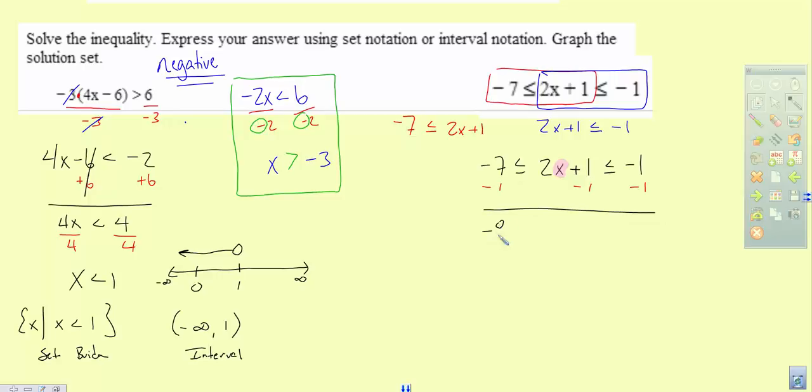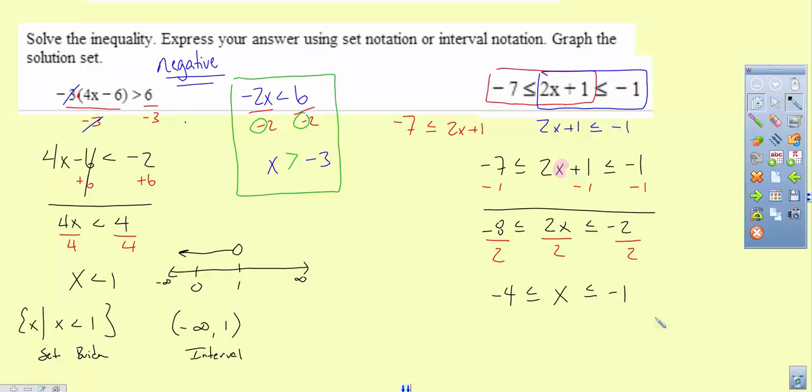So now I get negative 8 is less than or equal to 2x is less than or equal to negative 2. Same deal. I'm trying to get x by itself, so I divide by 2. I divide this inequality by 2, and I divide that inequality by 2. So I get negative 4 is less than or equal to x is less than or equal to negative 1. Let me clean that up.